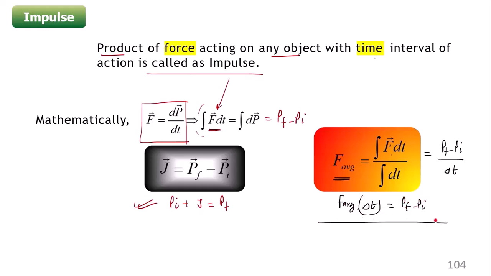How do we calculate F average for any particular situation? It is calculated when you put delta t as 1 second. Then F average becomes the change in momentum. So the average force acting on any particle is nothing but the change in momentum in 1 second: F average equals p final minus p initial in 1 second. If you calculate the momentum change that takes place in 1 second, that gives the average force acting on the particle.